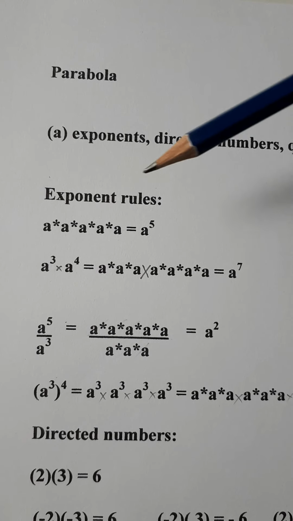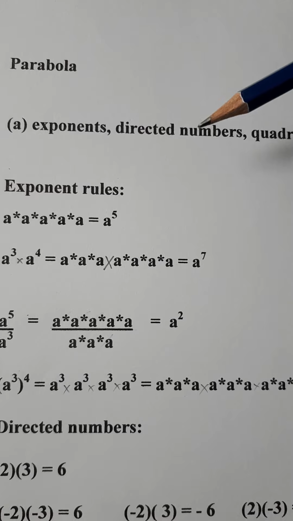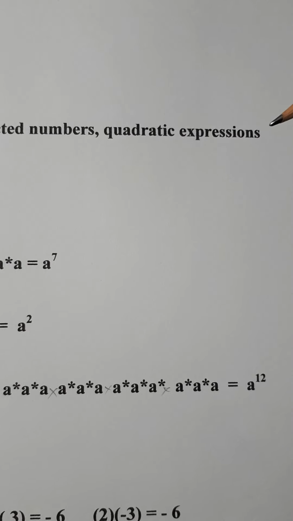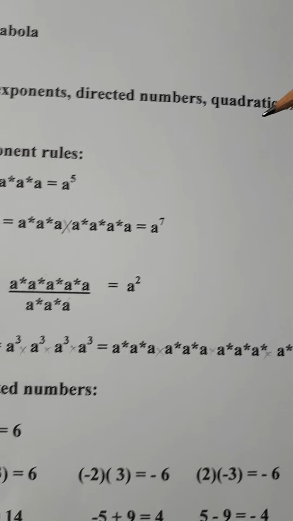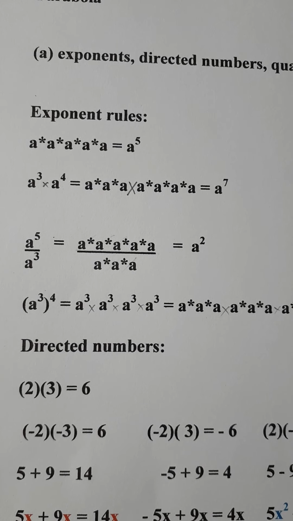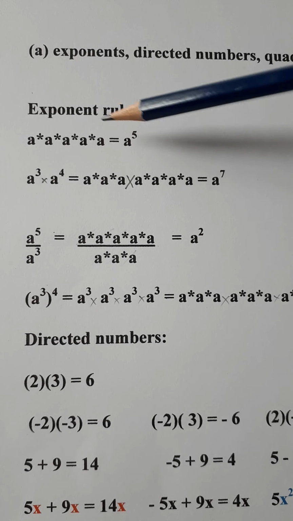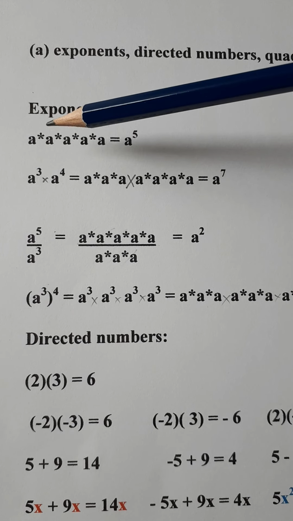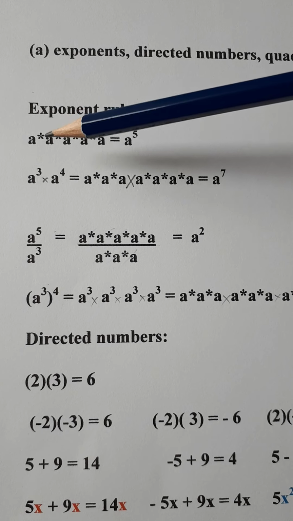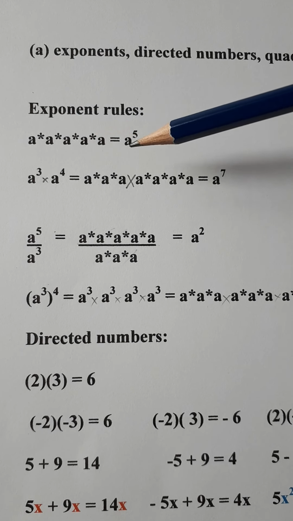You must know thoroughly about exponents and directed numbers, quadratic expressions. Let's see what the exponent rules are. If you multiply a quantity a 5 times, I am using the star for the multiplication sign, then we can show it like a to the power 5.